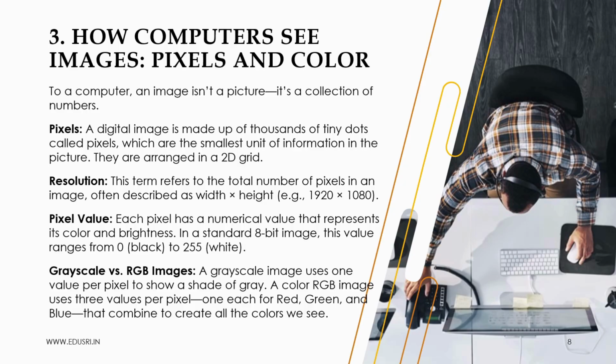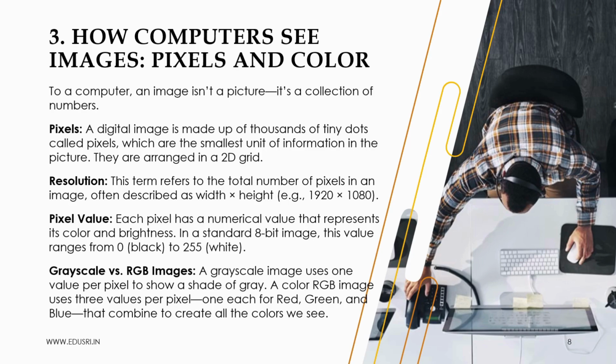Now, let's understand pixel value. Each pixel has a numerical value that represents its color and brightness. In a standard 8-bit grayscale image, the pixel value ranges from 0 to 255. A value of 0 represents black, while a value of 255 represents white. Values between these two represent different shades of gray.